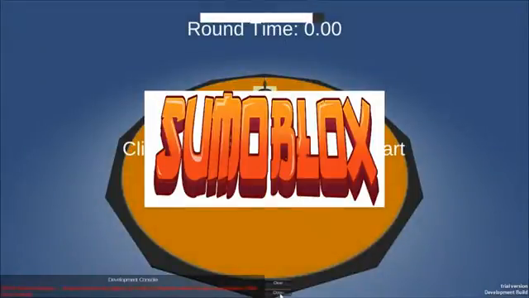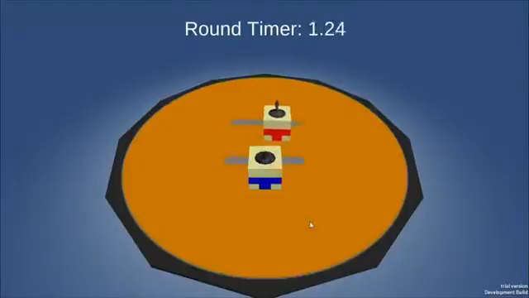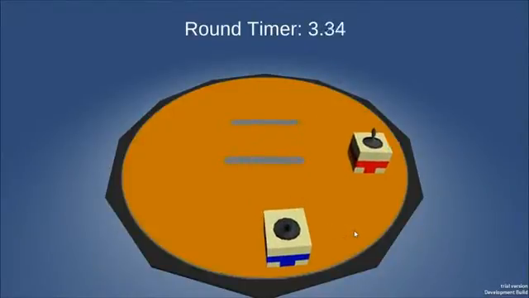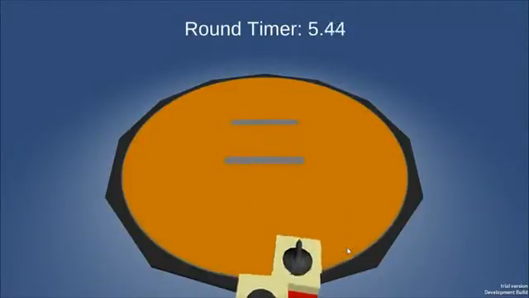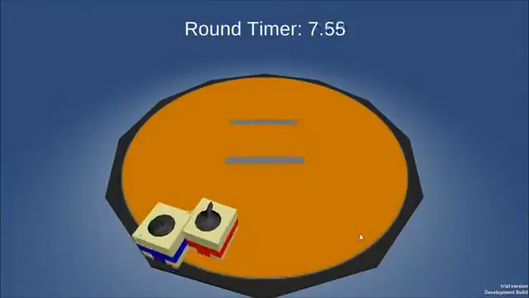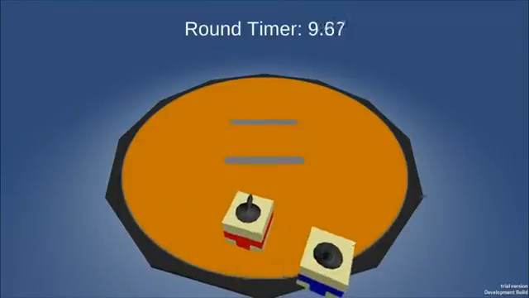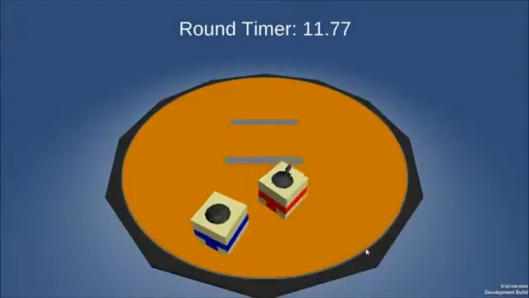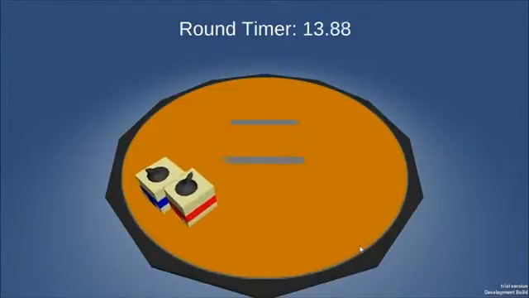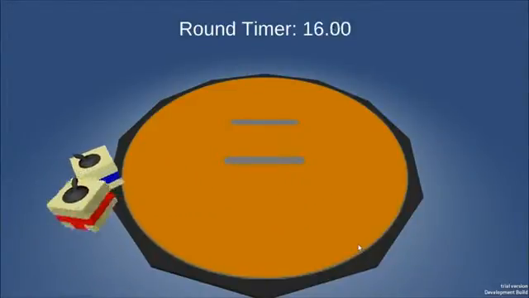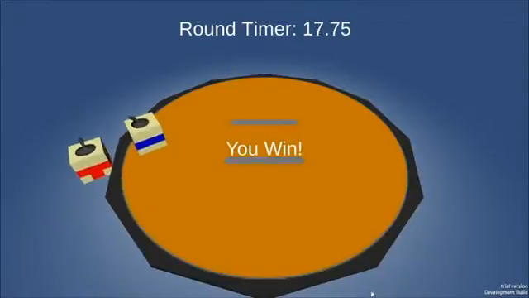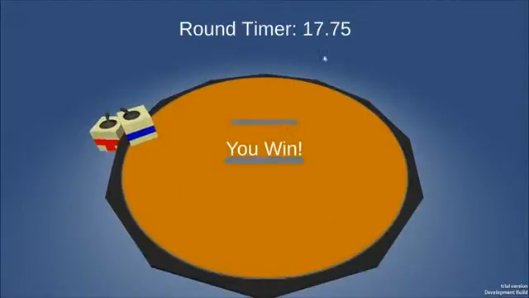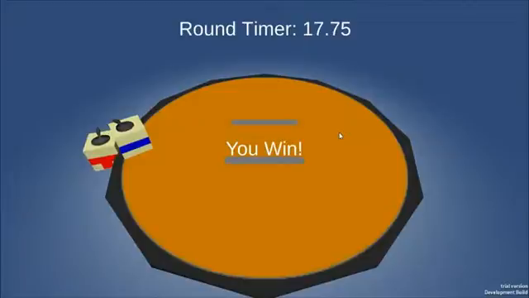And then, of course, I don't know what my previous best score is, so hopefully I can beat him here. Oh, come on. Oh, no. I'll try to get around this side of him. No. Oh. There you go. So, there's your best score so far, 17.75.